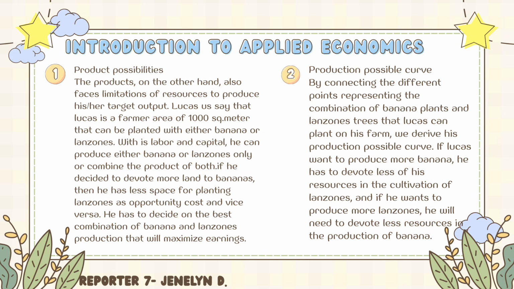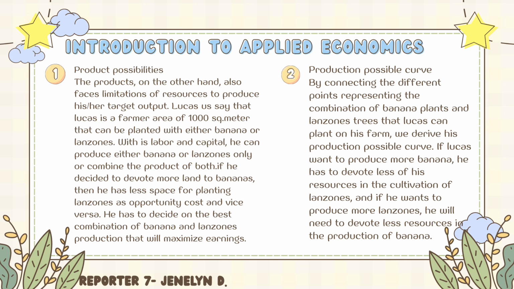He cannot produce unlimited amounts of both crops at the same time, so he must decide how to allocate these resources efficiently. So dapat mag-decide si Lucas kung unsa ang iyahang dapat itanom, lanzones ba or bananas, kay gamay raman siya land. The production possibility curve shows the different combinations of bananas and lanzones that Lucas can produce given his available resources.